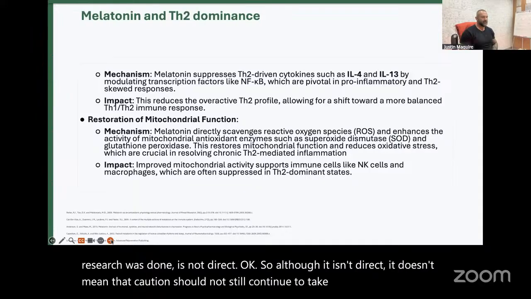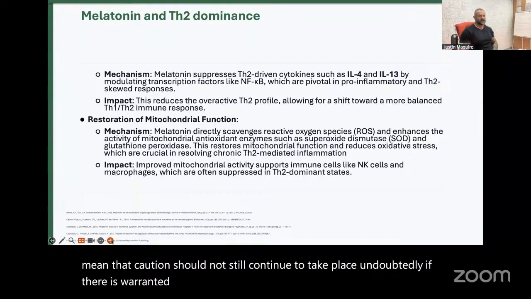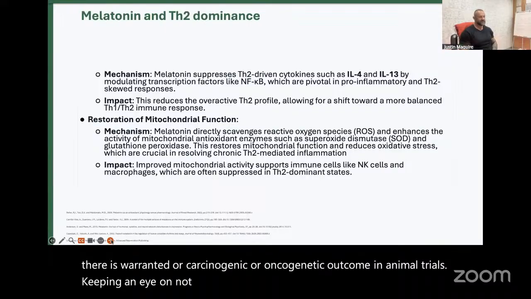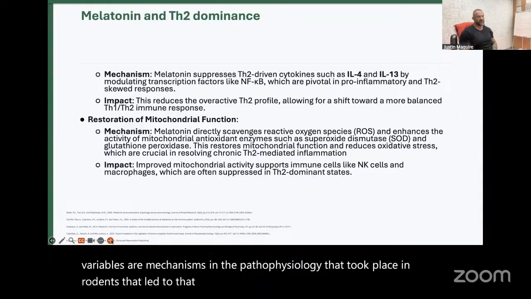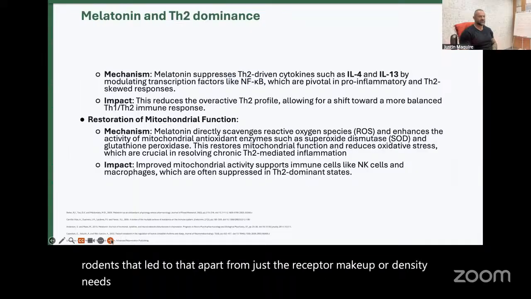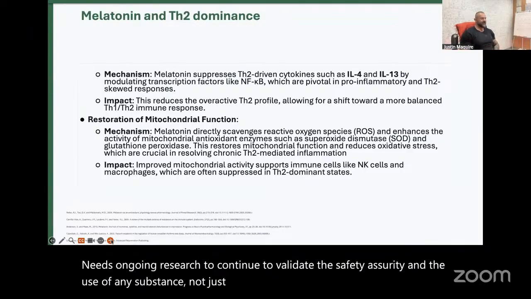Undoubtedly, if there is warranted carcinogenic or oncogenetic outcome in animal trials, keeping an eye on not only the pancreatic mass that occurred, but the variables and mechanisms in the pathophysiology that took place in rodents that led to that, apart from just the receptor makeup or density, needs ongoing research to continue to validate the safety assurity in the use of any substance, not just that of GLP-1s.